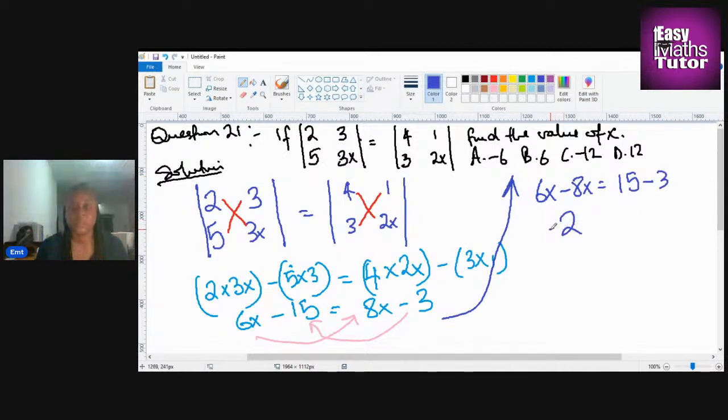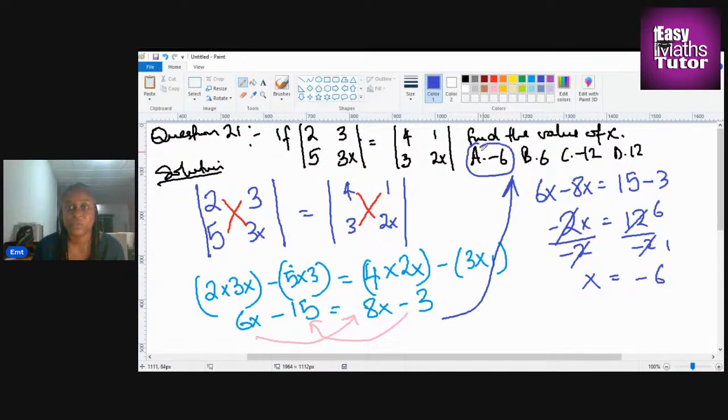6x minus 8x gives us minus 2x. 15 minus 3 will give us 12. So we will divide both sides by minus 2. This will cross out, giving us x. This will cross out, giving us minus 6. So the correct option is A.